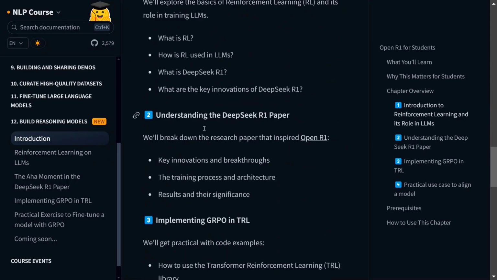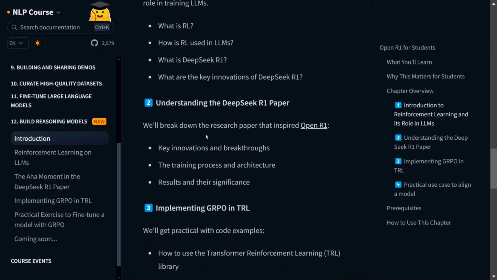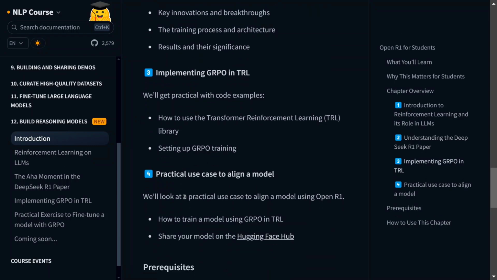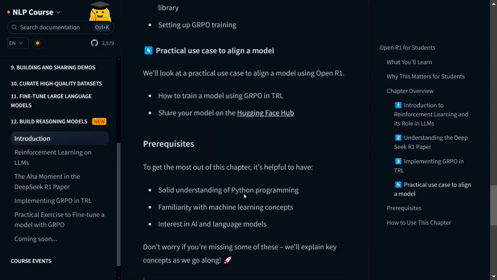The next section is understanding the DeepSeek R1 paper. If you haven't already read the paper, I think it's a good chance to read it now through this particular course. Then, implementing GRPO and TRL. I think this is a very important and very unique section, because GRPO is a type of algorithm that is used in DeepSeek R1's training. It is a type of reinforcement learning algorithm, and it is used through the Transformer Reinforcement Learning library. Then there is a practical use case to align a model.